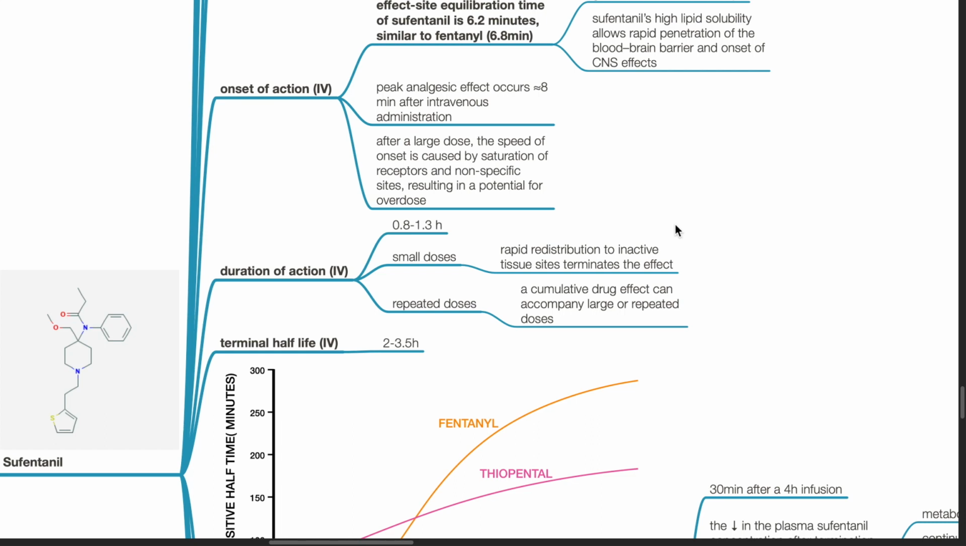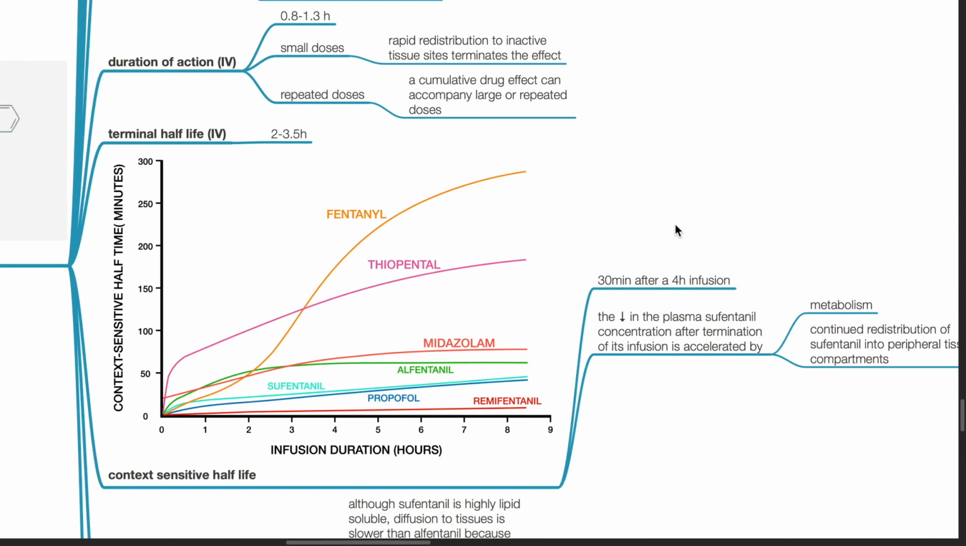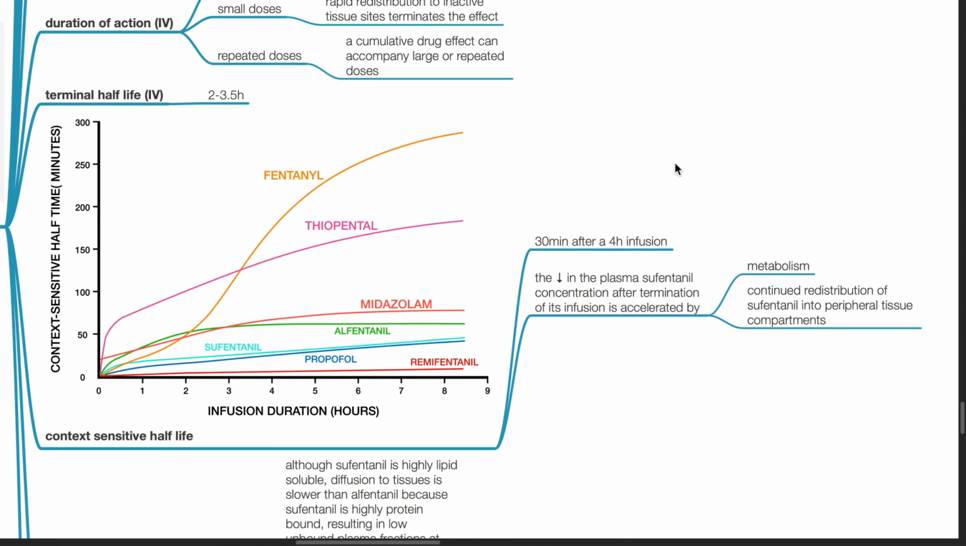Small doses result in rapid redistribution to inactive tissue sites, which terminates the effect. A cumulative drug effect can accompany large or repeated doses of sufentanil. Terminal half-life 2 to 3.5 hours as mentioned. Context-sensitive half-life is 30 minutes after a 4-hour infusion. The reduction in the plasma sufentanil concentration after termination of its infusion is accelerated by metabolism and continued redistribution of sufentanil into peripheral tissue compartments.